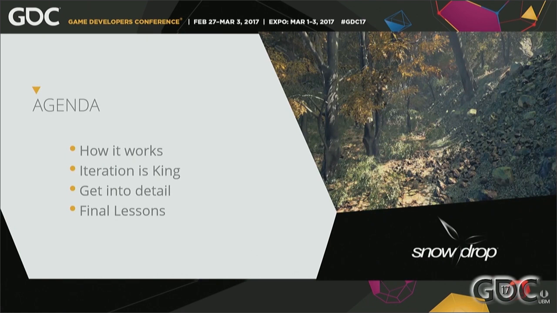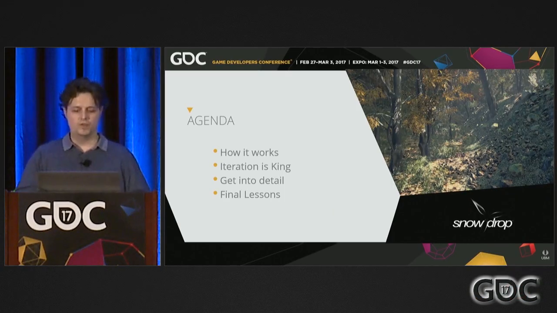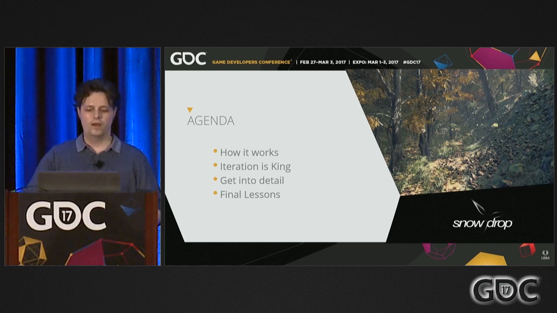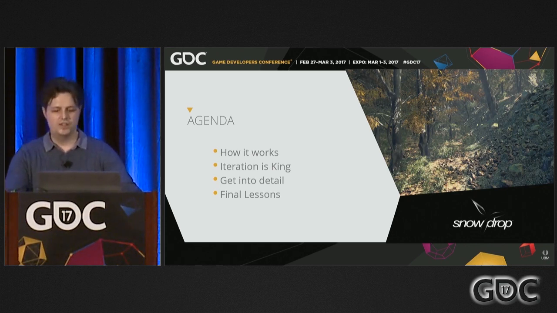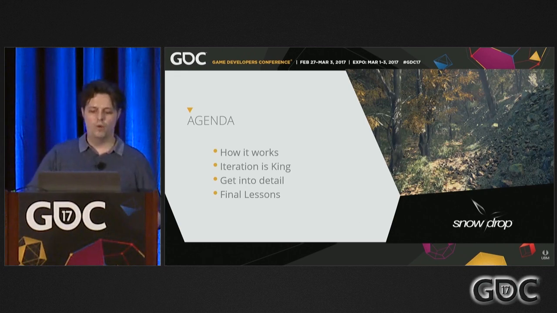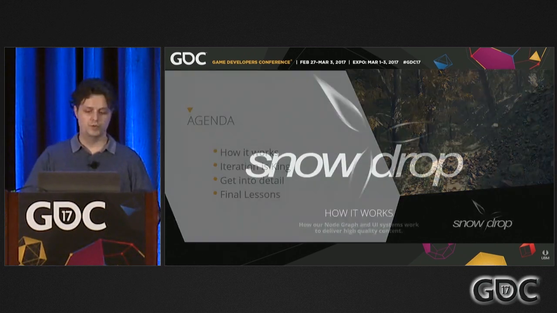So here's the plan for today. I'll start by covering a bit how our node graph and UI technology work. Then I want to talk about the importance of rapid iteration and the various things that we did to improve it. After that, I'll get into some of the gritty details of how we work and some of the performance issues that we faced. And in the final part, I just have some general lessons about what went well and what we would like to improve upon in the future.